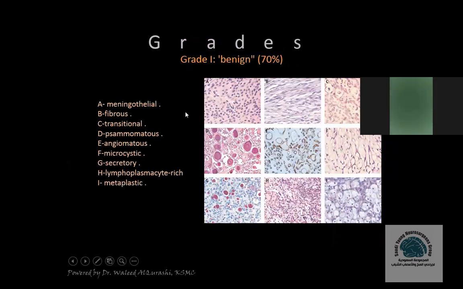These are the different histological patterns of the meningioma, with different grades, and most commonly it's benign, 70%. Here we can see the different types: meningothelial, fibrous, transitional, psammomatous, angiomatous, microcystic, secretory, lymphocyte-rich, and metaplastic.